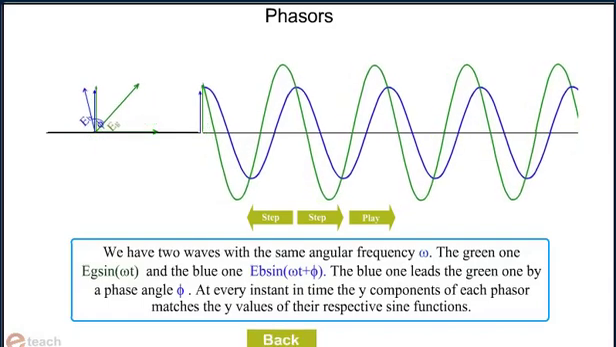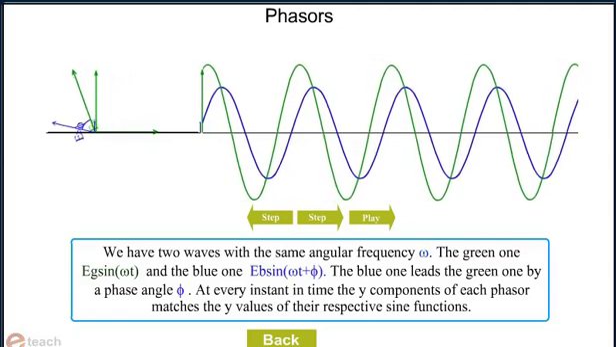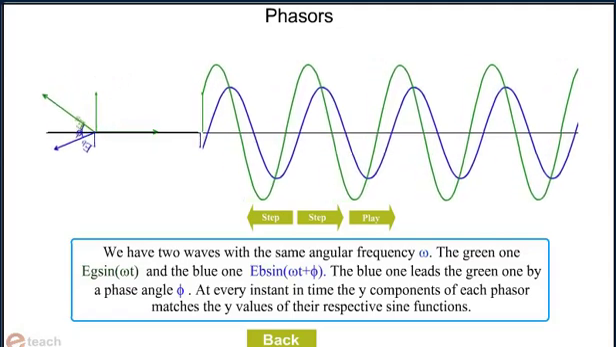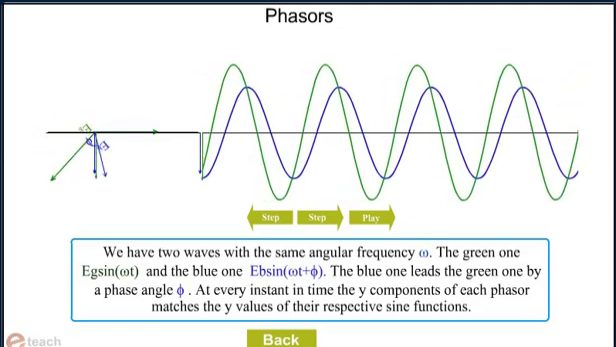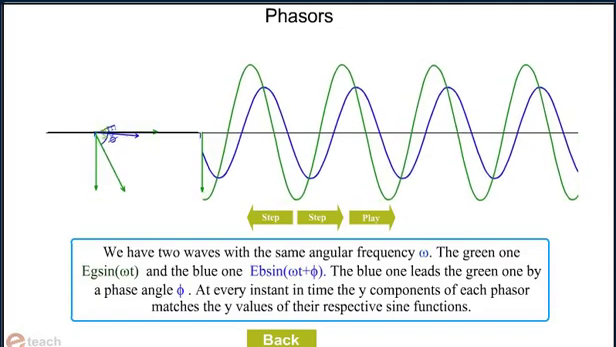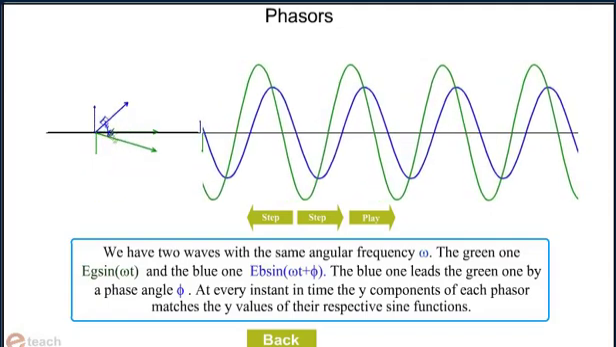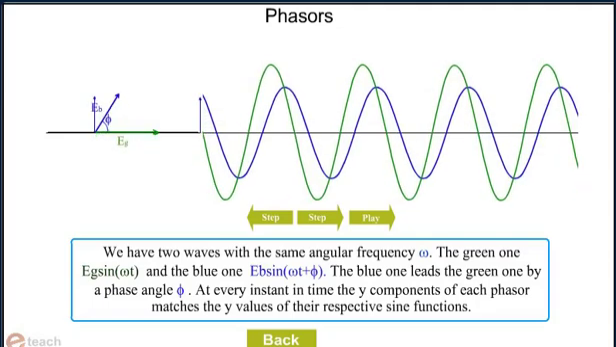We have two phasors with the same angular frequency omega. The green one, E g sin(omega t), and the blue one, E b sin(omega t plus phi). The blue one leads the green one by phase angle phi. At every instant in time, the y component of each phasor matches the y value of the respective sine wave.